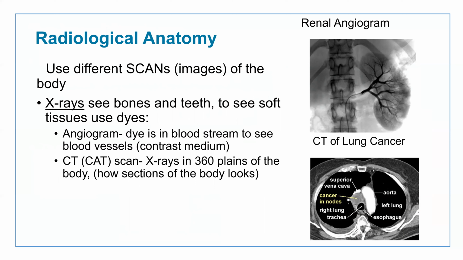Radiological anatomy is a branch of anatomy that is very modern, and it uses different scans or images of the body. We can use different types of rays to see these internal structures.